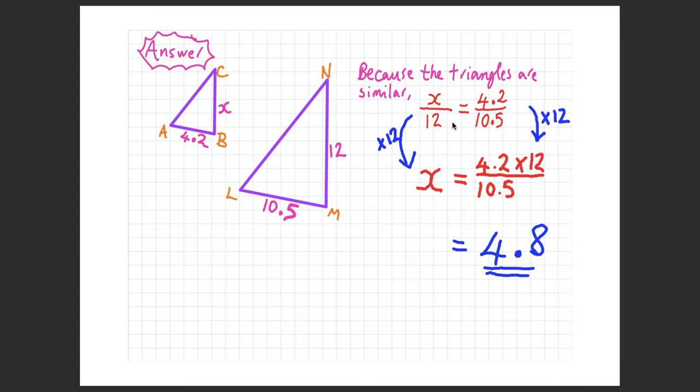Well, I don't want to know what X divided by 12 is. I want to know what a whole big fat hairy X is. So I'm going to multiply everything by 12 to get a whole X. But then, because it's an equation and equations need to balance, I've got to multiply the other side by 12 as well. So multiplying both sides of this equation by 12, I get X equals 4.2 times 12 divided by 10.5. And that's just numbers, so you can just work that out as 4.8. So the missing side, X, is 4.8.